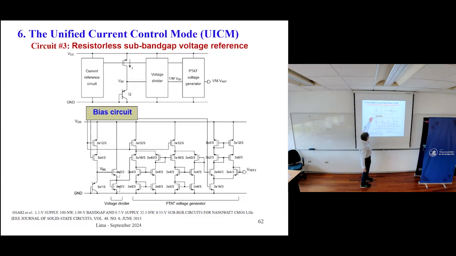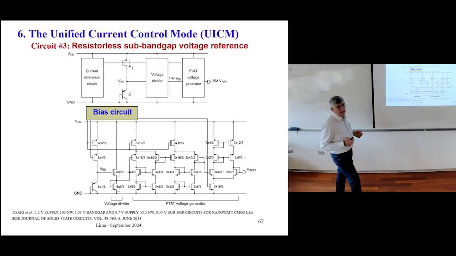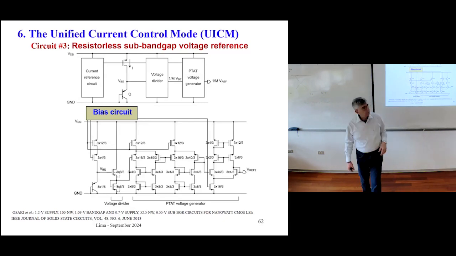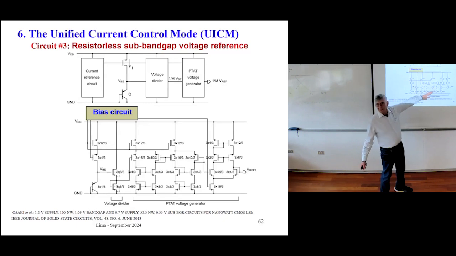Now, this is a sub-band gap because you divide the VBE voltage by two junctions here. You have this junction and this one. So this VBE here is divided by two. So 1/2 of the VBE appears here. That's the reason why this circuit is called a sub-band gap. Because the original band gap adds this voltage to a that voltage, as I did before, without making this division by two. Okay? And after that, you have a lot of blocks here.